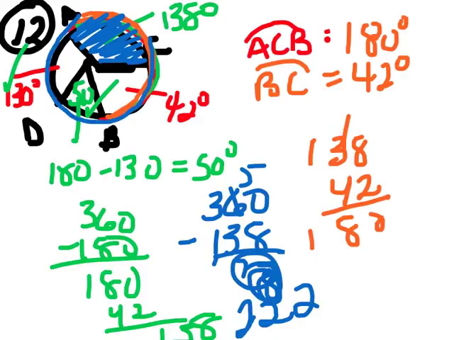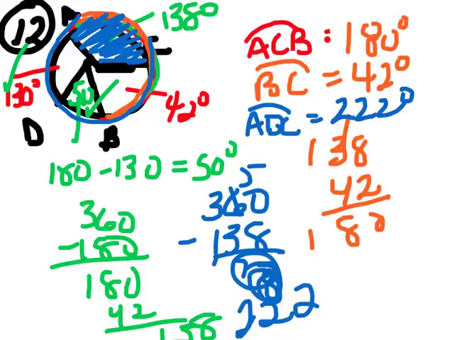Okay, so ADC would be 222. It would be the whole thing minus just that blue part that I colored in. So that would end up being 222 degrees. And so what would DB be? What's its central angle? 50, right? Yep, thank you.